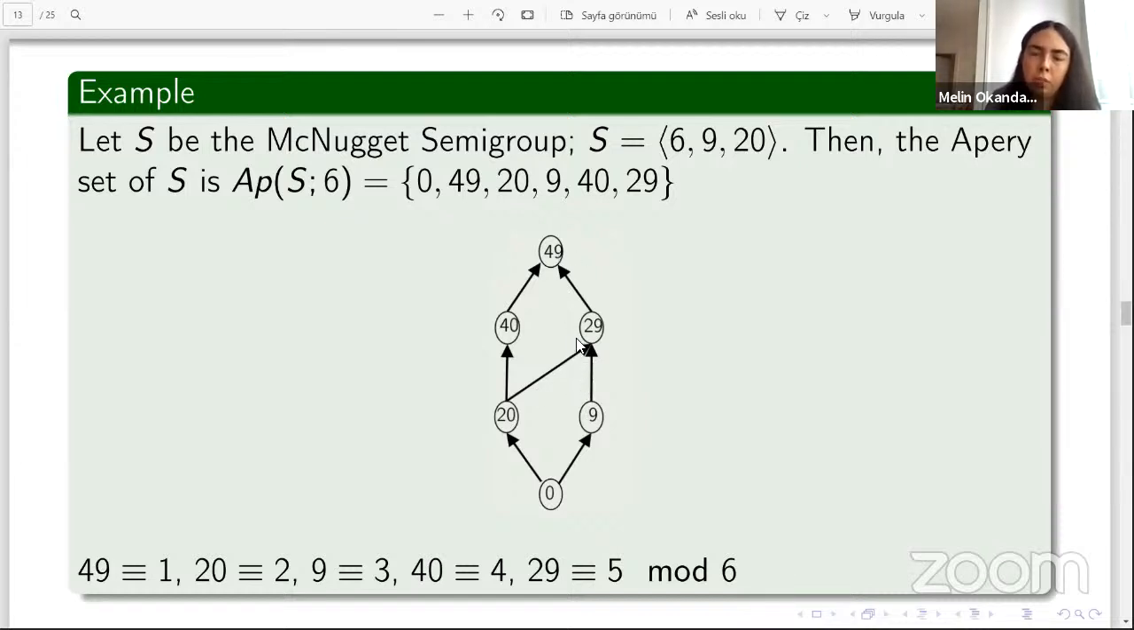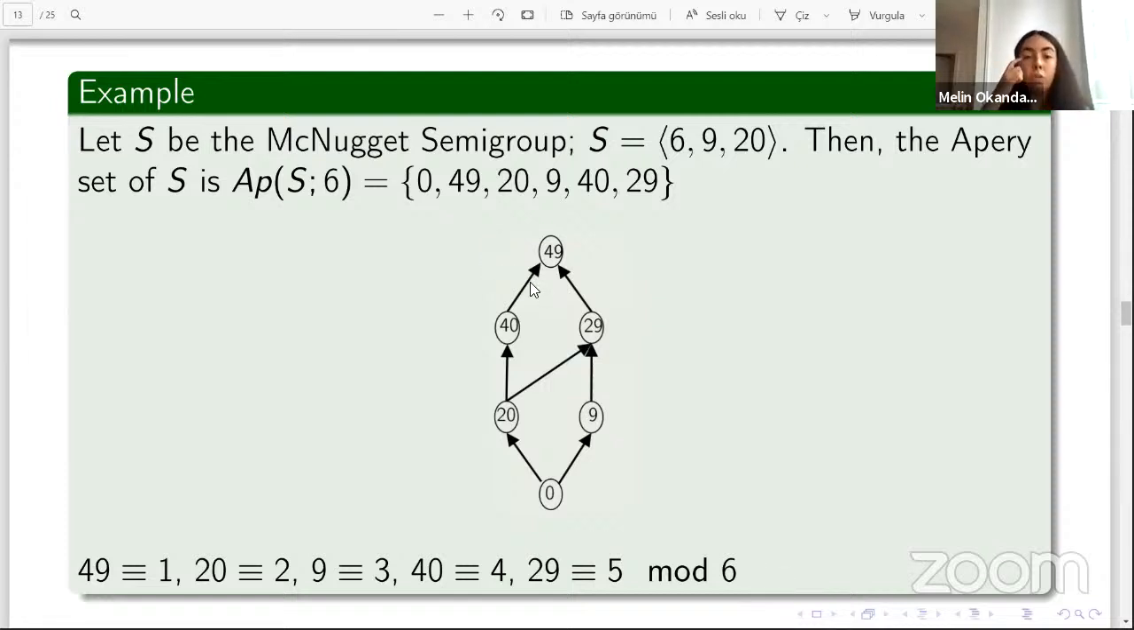Well, the arrows are drawn. The partial order is given when an element is the sum of two other elements. For example, here 29 is the sum of two elements, so we have drawn two arrows here because it will be the sum of these. And here an arrow is drawn to the top because 40 is a double of 20.